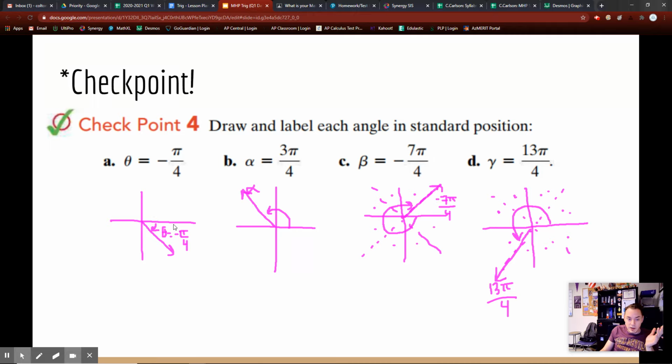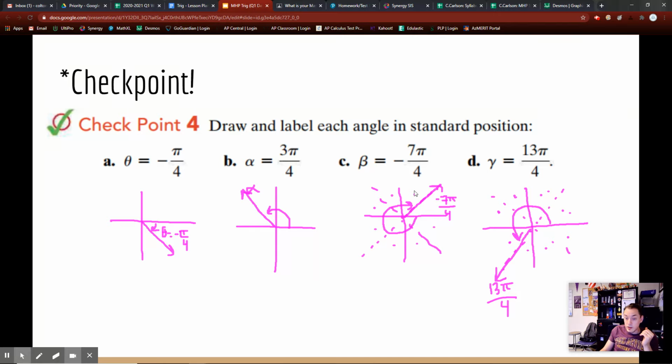You have negative pi over 4, just goes down. That's actually really, really easy. And then you have alpha. So it's basic. I think that's about 120 degrees, and it looks like it's in the second quadrant. This one is in the first quadrant, but goes all the way around here. So follow my cursor. It goes all the way around.